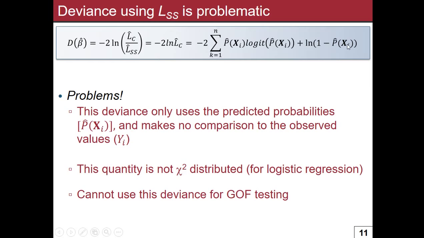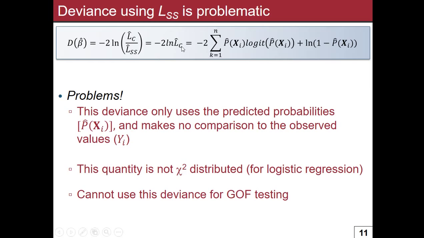All this is doing is just the likelihood of the model we have. But the whole point of goodness of fit is that we're comparing how we're doing to some standard. We're comparing our model's predictions to yi's, or we're comparing it to the saturated model. We've got to compare to something. Otherwise, we don't know how well we fit if we can't compare our model to something.